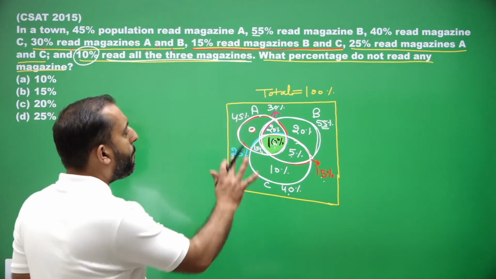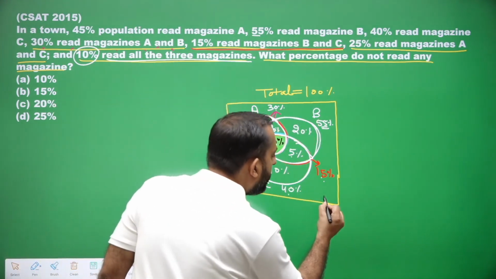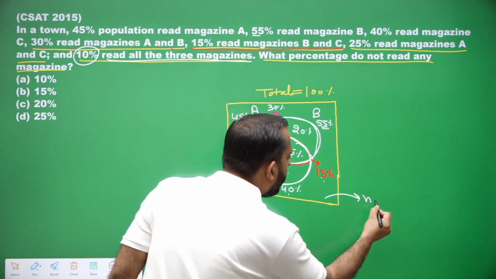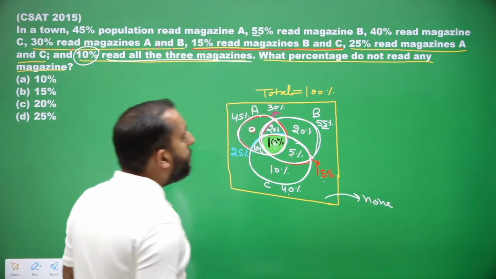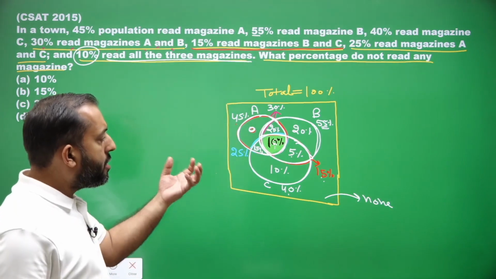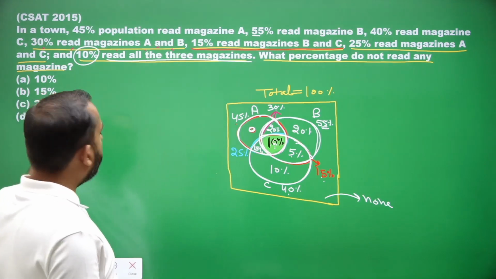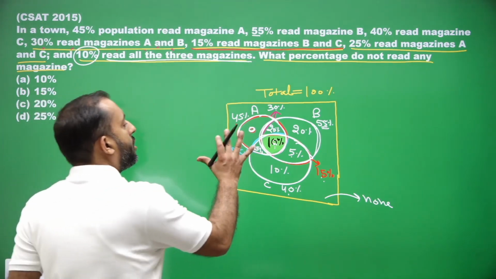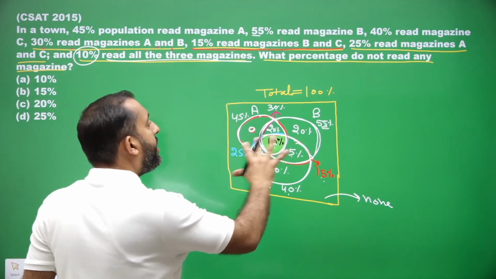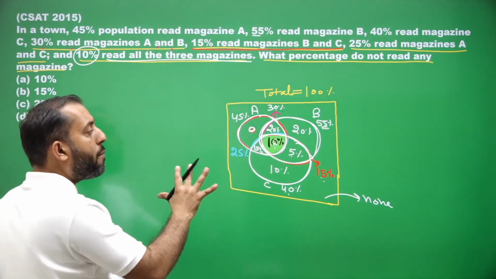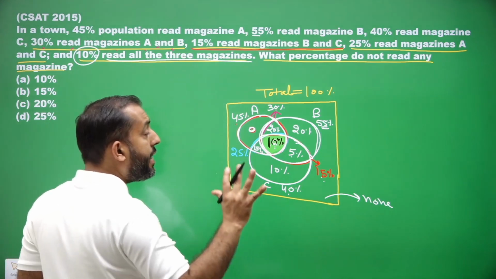Now, apart from these three circles, the remaining region of this particular Venn diagram is what? None region. Meaningly, this remaining region will represent those people who do not read any of these magazines. So this complete Venn diagram has been divided into how many regions? 8 regions.